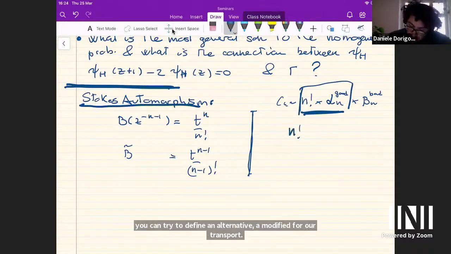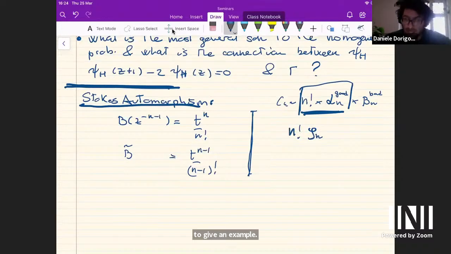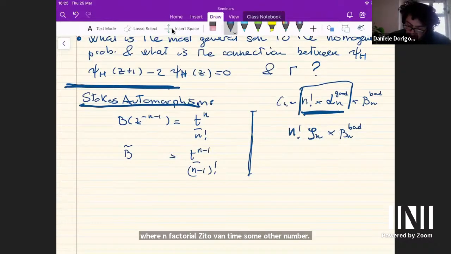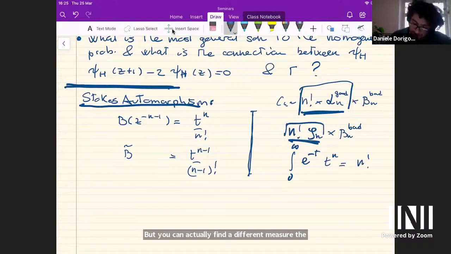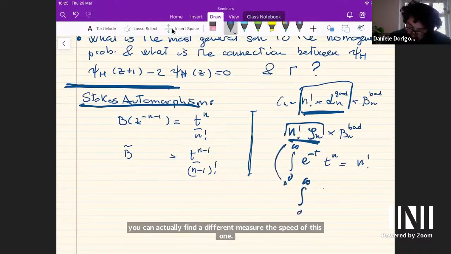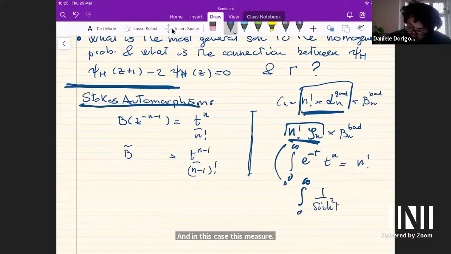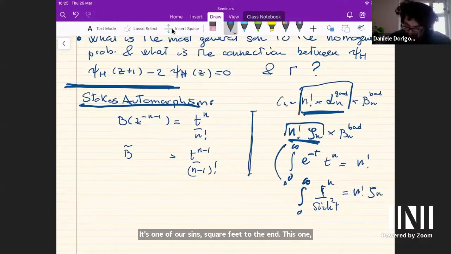To give you an example, suppose that your coefficient were n factorial zeta of n times some other number. Then you can define a modified Borel transform by considering not the exponential, because remember, this exponential was useful to remove a pure factorial growth. But you can actually find a different measure that gets rid of this one. In this case, this measure is 1/sinh square of t to the n. I'm not sure about the normalization; there might be a factor of 4. But this one gets rid not only of the factorial growth, but also of zeta of n.